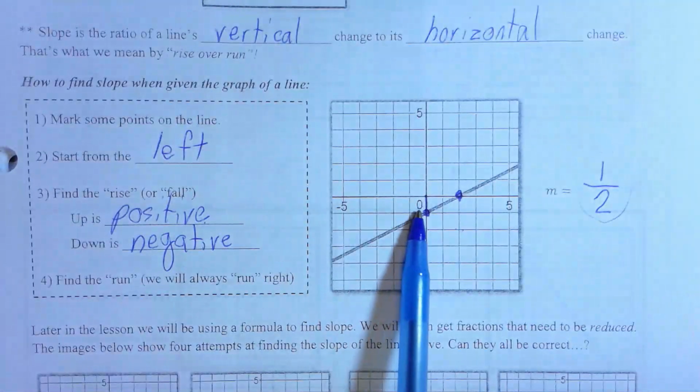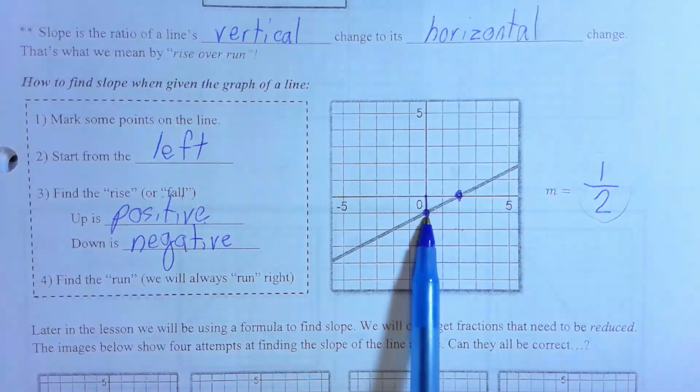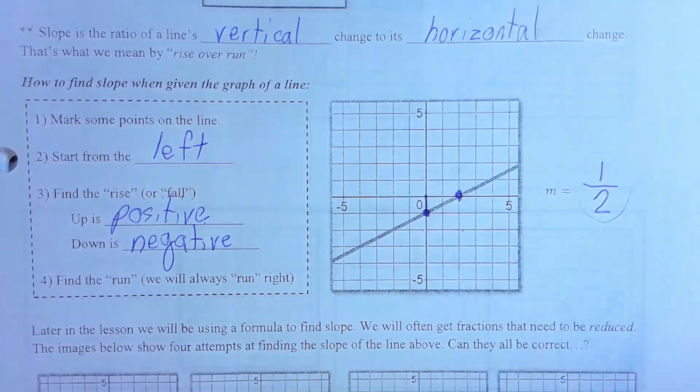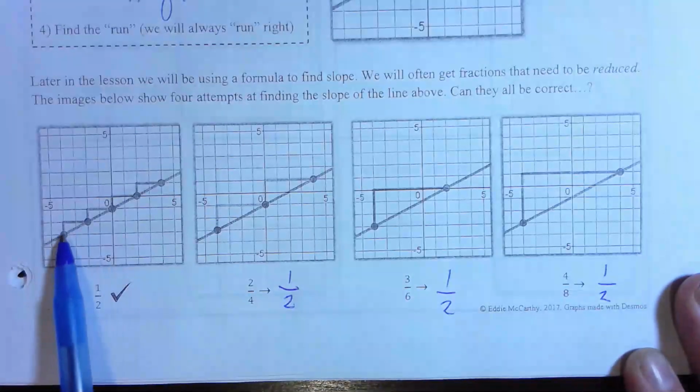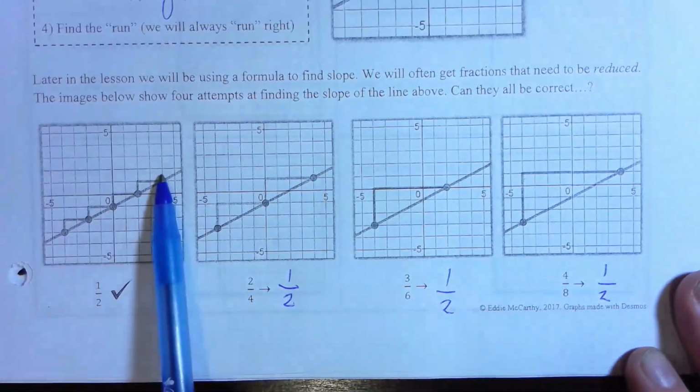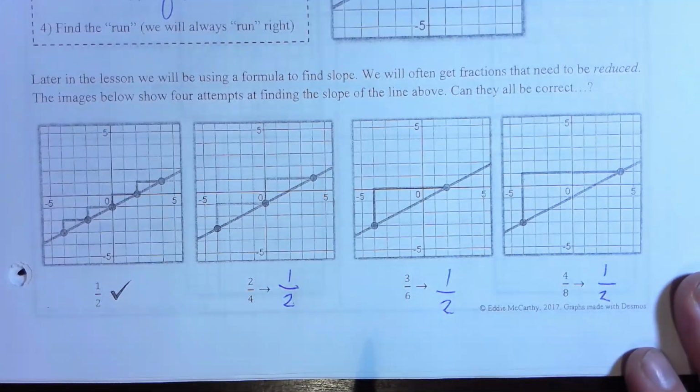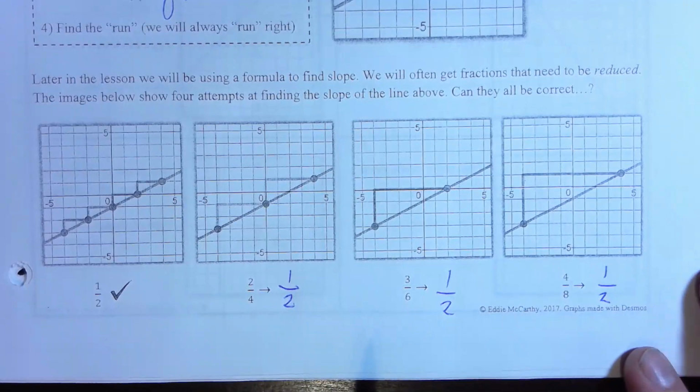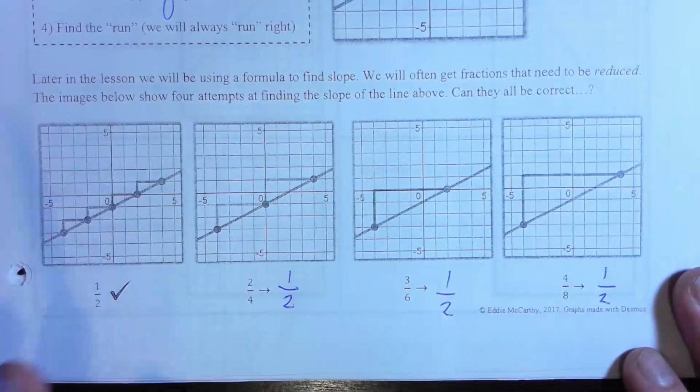And that is always why I pick the 2 closest dots I can find, so I don't need to reduce. But no matter what 2 dots you pick along this line, you are always going to find the same slope, because the slope does not change because it is a line. Turning the page.